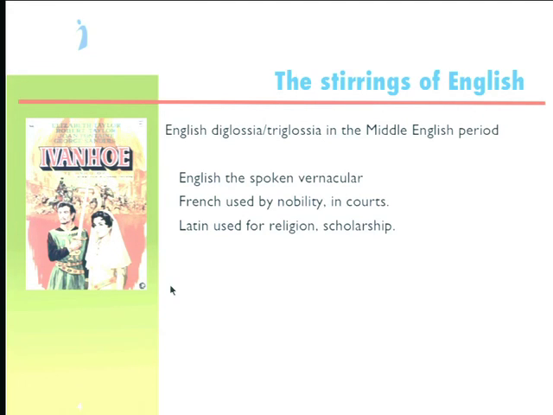Now really it's a kind of triglossia, because ordinary people use English, the nobility use French, and the courts are using French. Scholarship, theology, religion, obviously very important at this period, are conducted in Latin, as it is across Europe. So there are three languages used. And while most ordinary people will speak only English and maybe a smattering of French, an educated person will know all three languages.